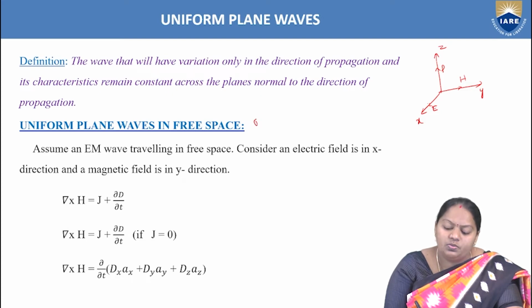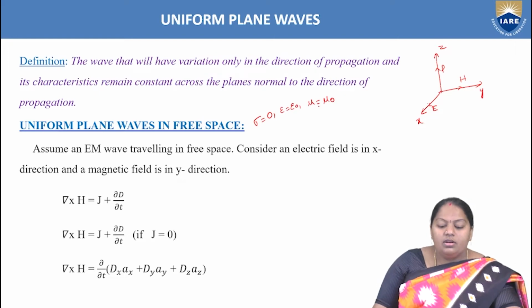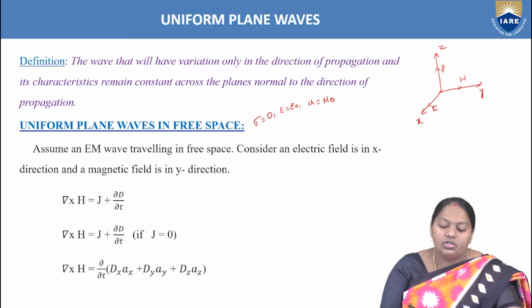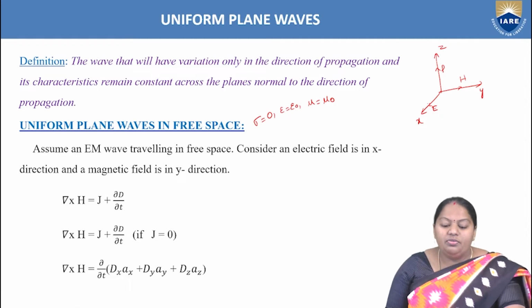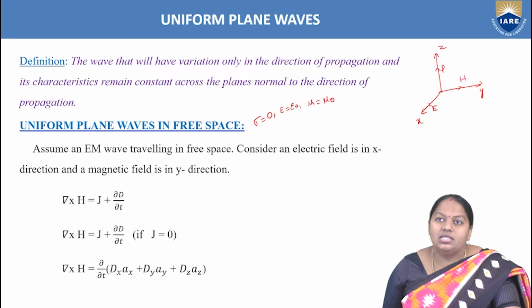For a free space medium, sigma is assumed to be 0, epsilon is replaced by epsilon naught, and mu is replaced by mu naught. So, to derive the relation between electric field strength E and magnetic field strength H, we take sigma equal to 0, epsilon equal to epsilon naught, and mu equal to mu naught. Now we will discuss uniform plane wave propagation in free space.